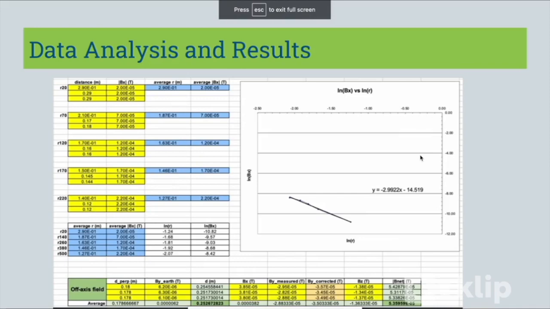Here are the results for the experimental part of the lab. We used the distance dependence mentioned before to get a line of regression. Note that the line of regression is decreasing and the slope is a value of negative 2.9922, which is close to the expected since the magnetic field is proportional to the r magnitude by 1 over r cubed. We'd expect this value to come out as negative 3. Also, the off-axis magnetic field measurement can be seen at the bottom of this chart.